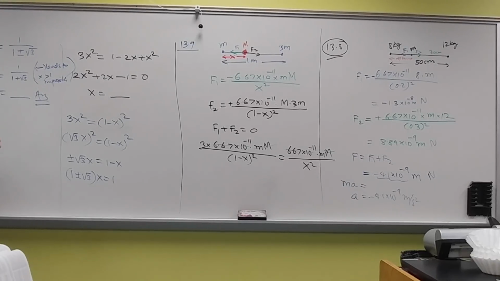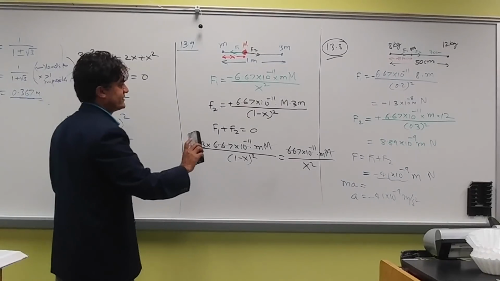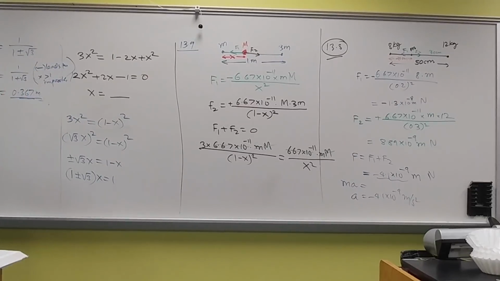So what was the answer? 0.366. 0.367. What is it? 0.367 meters. And that makes sense. Where do I erase? This side? No, the other side.